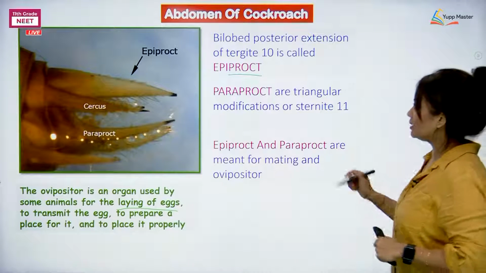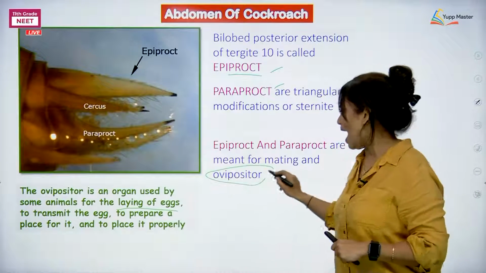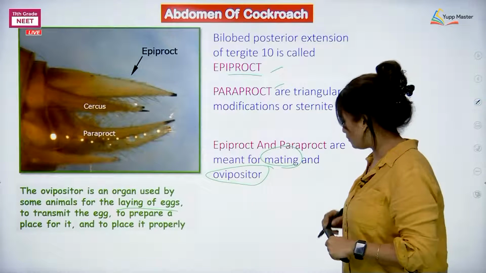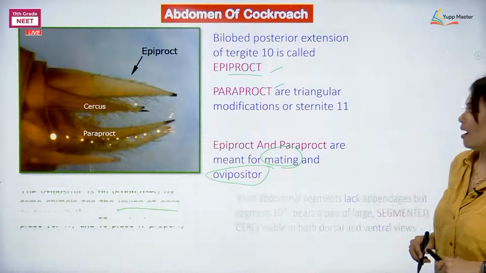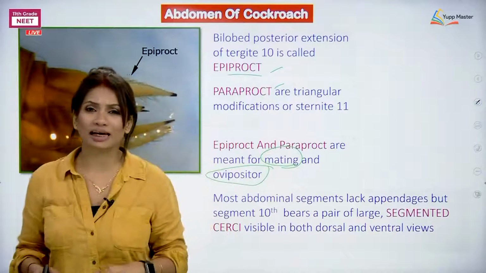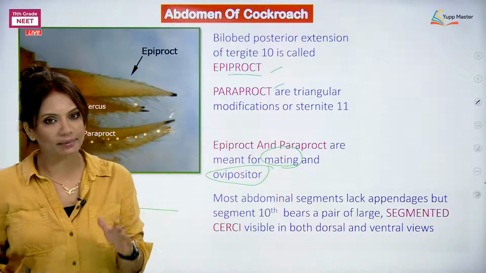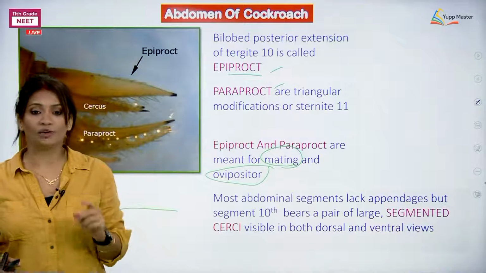So remember these names, epiproct and paraproct. They are meant for mating and they are meant to be an ovipositor. Now, when we talk about the abdomen segments, remember the count: there are 10 segments in the abdomen, very important for your MCQs.